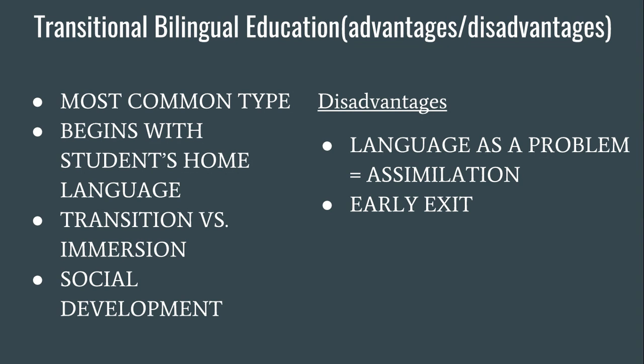Some disadvantages are that language is seen as a problem orientation. The goals are to transition these children into monolingual classes, which is basically assimilating them. And it is also an early exit program, which the federal government only suggests that they are in these types of classes for 3 years, when studies show that 5 to 7 years is a more realistic time frame for learners to reach those levels, comparable to their native English-speaking peers.